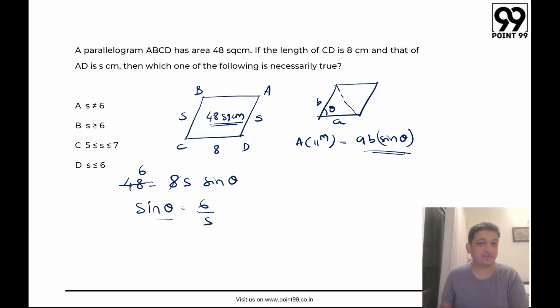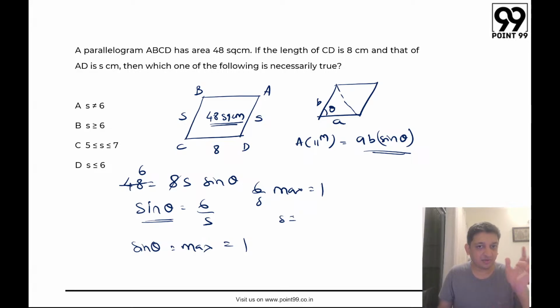Now what can we say about the value of sin theta in the context of the area of a parallelogram? Sin theta will range from 0 to 1, right? So sin theta max will be equal to 1 if it is a rectangle and the angle is 90 degrees, right? So sin theta's maximum value can be 1. So 6 by x's maximum value will be 1. So what can we say about S, right?